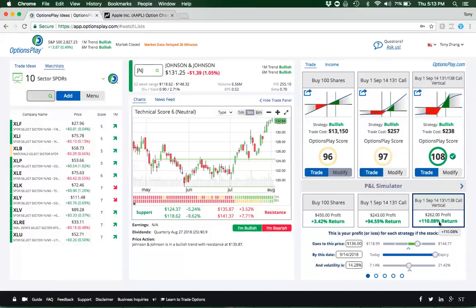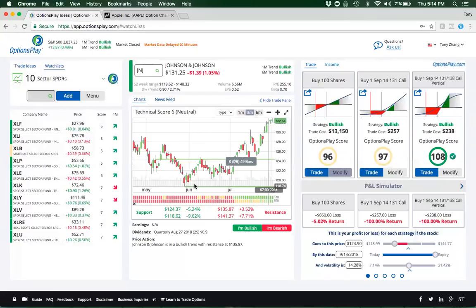So that's really why you not only get a higher return when you're right, but you also have smaller losses when you're wrong. So if, let's say, Johnson & Johnson doesn't move in the direction you expect it to, in one trade you get a $257 loss, the other one you get a $238 loss. So not only do you lose less money when you're wrong, but when you're right, you're going to make more money. That's why this has the higher options play score, and that's why you would trade that versus just buying a call.